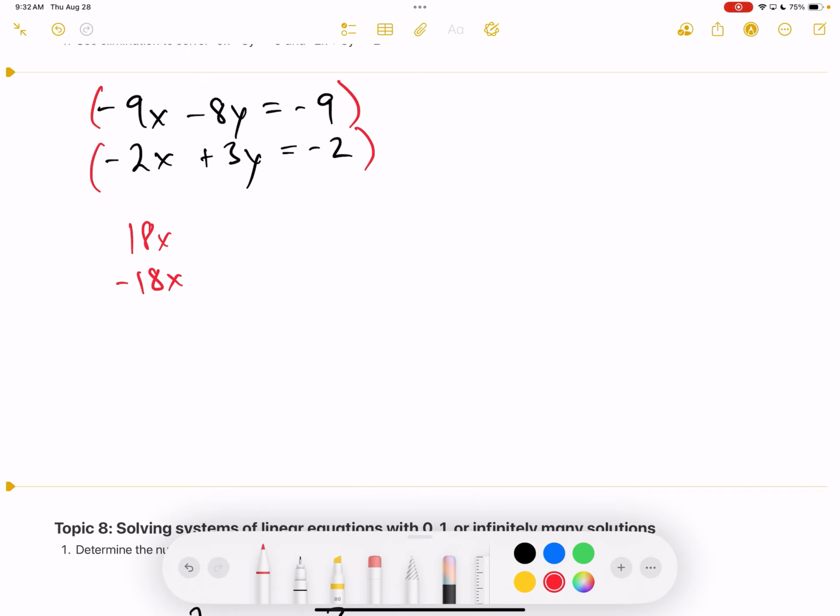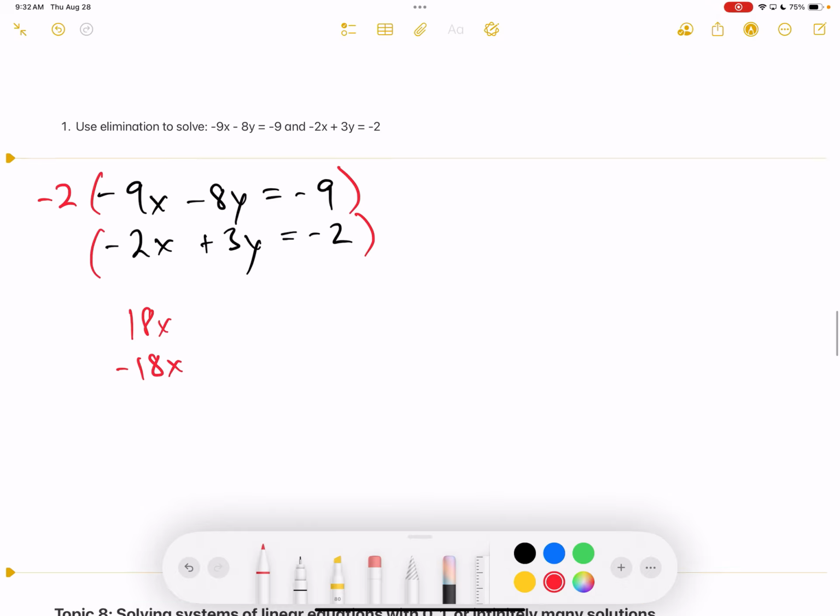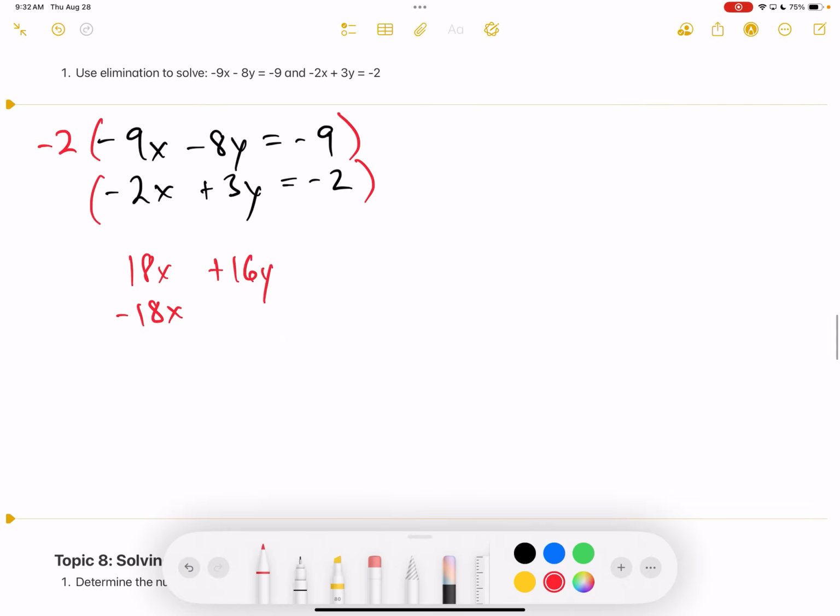So my negative 9x, I want it to be positive 18x. So I'm going to multiply it by -2. -2 times negative 9x would be positive 18x. -2 times negative 8y would be positive 16y. -2 times negative 9 would be positive 18. And then to make negative 2x be negative 18x, I'm going to multiply it by 9. 9 times negative 2x would be negative 18x. 9 times 3y would be 27y. 9 times negative 2 would be negative 18.